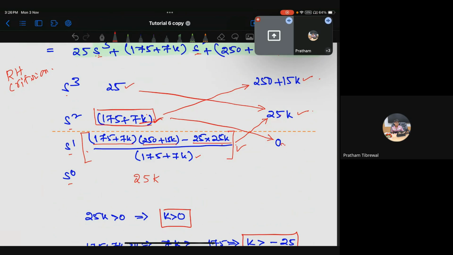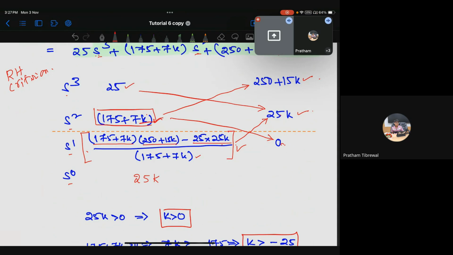So what are we going to do with the first column elements? What is the condition for stability? We will check the sign changes. If there are no sign changes, only then the system is stable. So either all have to be negative or all have to be positive, all with the same sign.